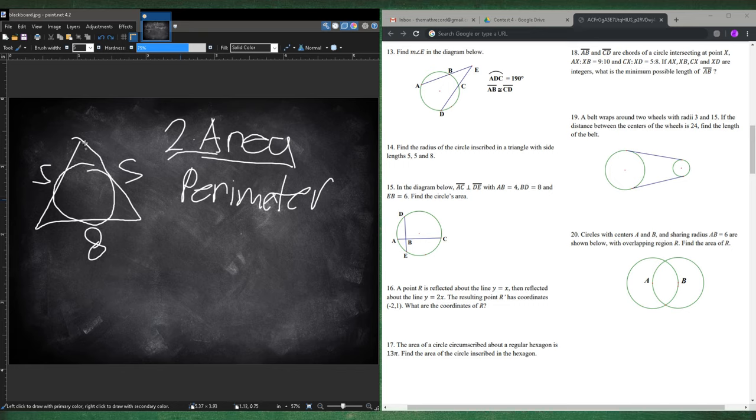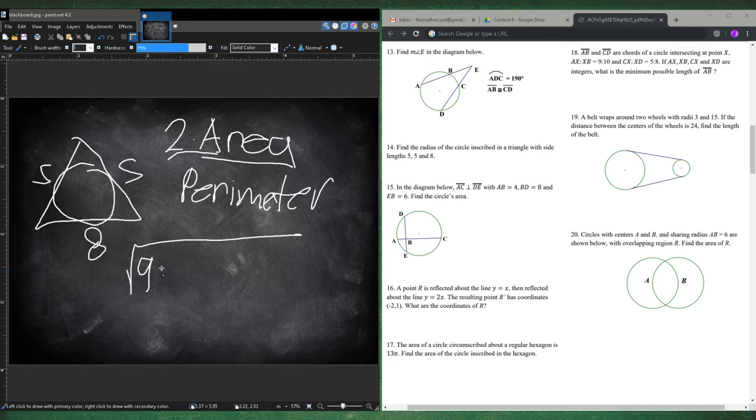An easy way to find the area without making a height and stuff, well, it's still going to take a lot of math, but you have something called Heron's formula. This formula gives us the area of a triangle using just its side lengths. First you add all the side lengths together, which is 5 plus 5 plus 8, which is 18. Then you divide that perimeter by 2, so that's 9. Then you put a square root, and then you put that 9 inside.